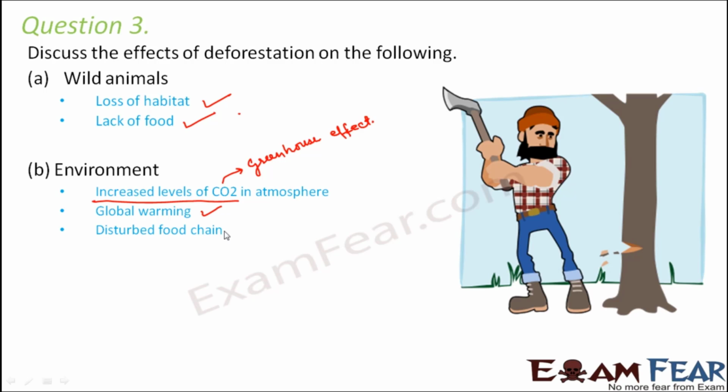It will also disturb the food chain, because when plants are being cut down, there are so many other animals which are directly or indirectly dependent on plants for their food. So the entire food chain will get disturbed.